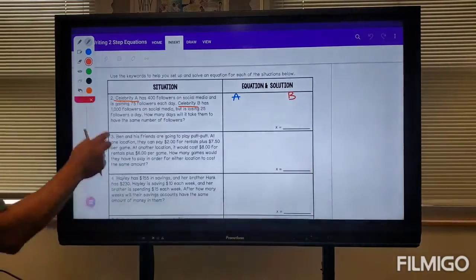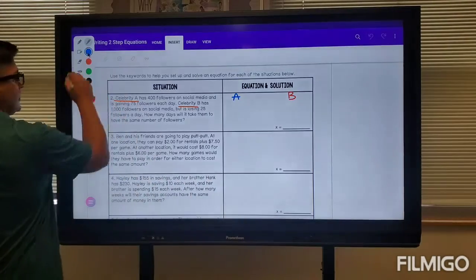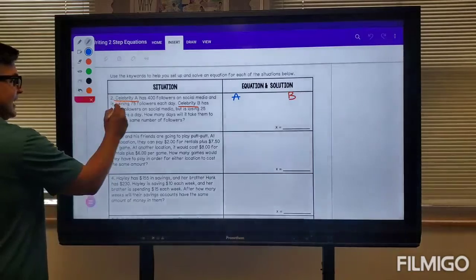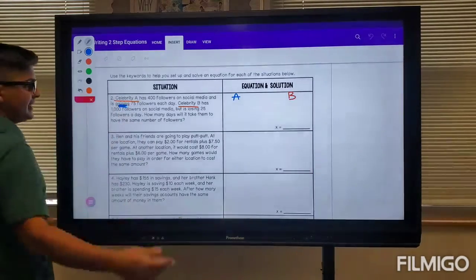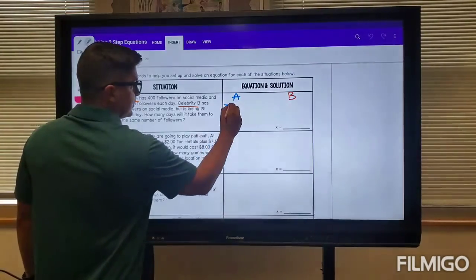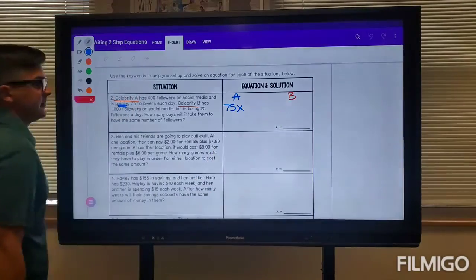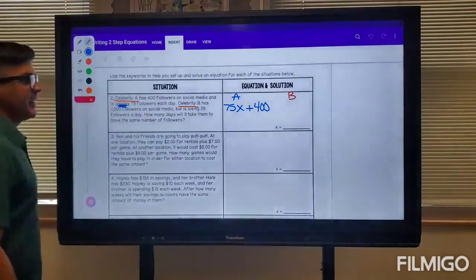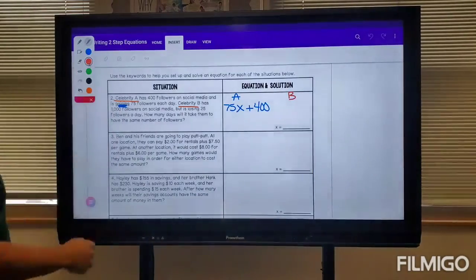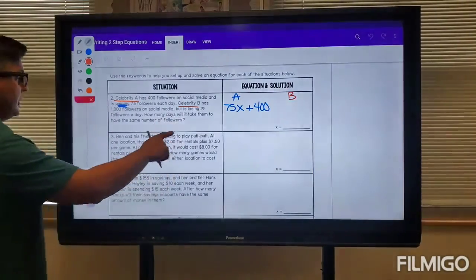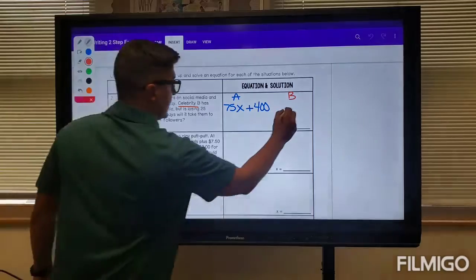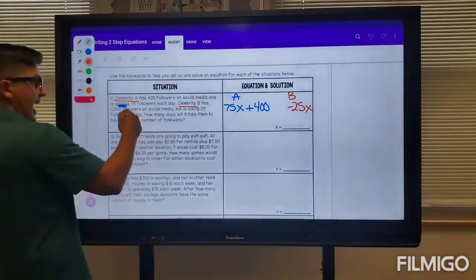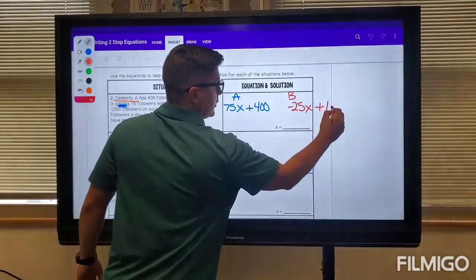So let's try and write an expression for A first. So 400 followers and is gaining, so you're going to add 75 followers each day. So 75 followers per day plus the 400 that celebrity A already has. Celebrity B is losing 25 followers a day, so that's going to be your minus 25 followers per day, but has or started out with 1,000.